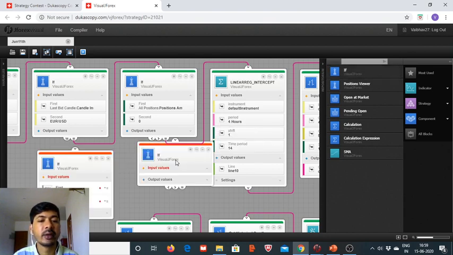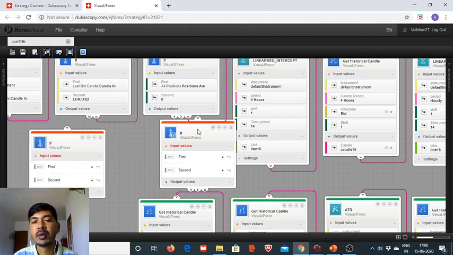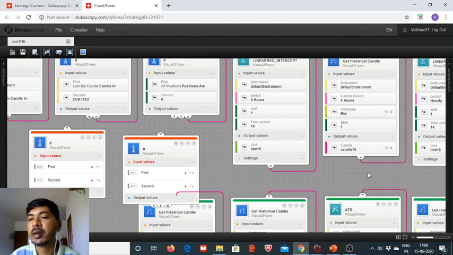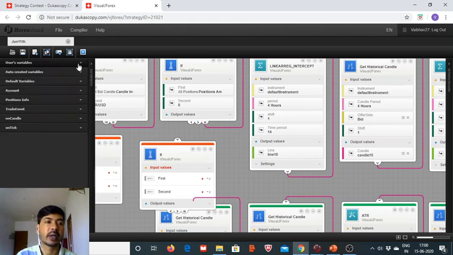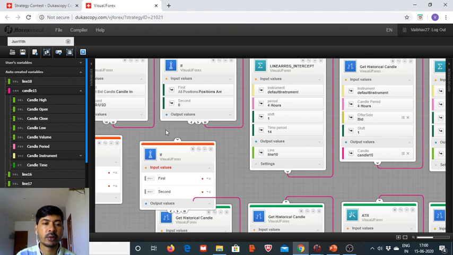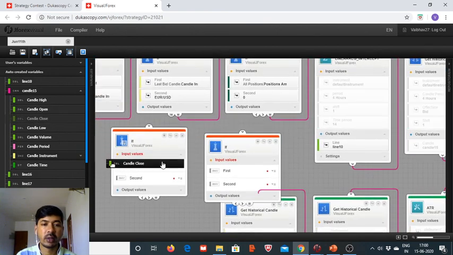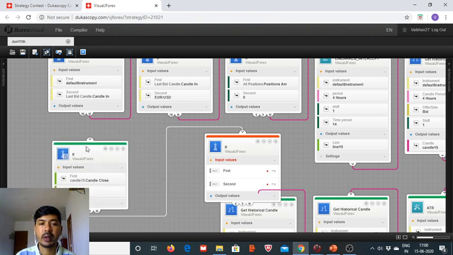So here we get the if blocks to check on the conditions of the linear regression intercept and historical candle close on the 4-hourly time frame. So we have to make sure that the candle 15 has closed below the linear regression intercept on the 4-hourly time frame, that is line 10. So we go and get the closing value for the candle 15, and that is an auto created variable, and the candle 15 is here. So we'll look at the closing level, candle close, and that candle close should be below line 10, and then we put this condition: first input less than second input.